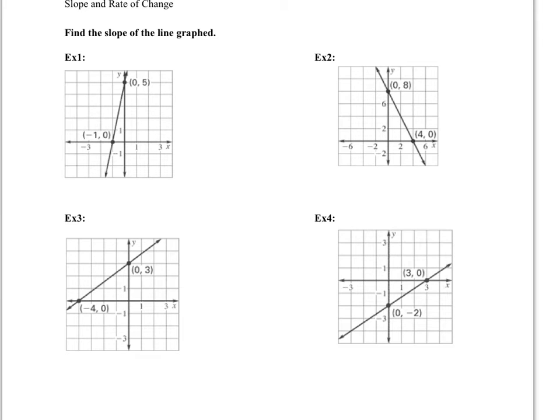So a quick video just checking these answers. On number 1, we're going to use rise and run to connect these 2 points. My rise is 5, my run is 1, so that would make my slope 5 over 1, or 5.